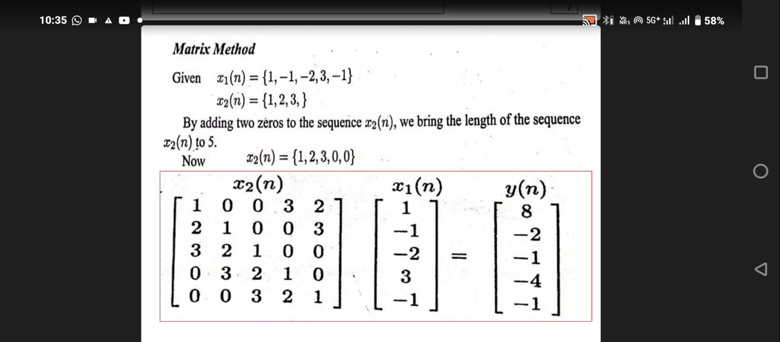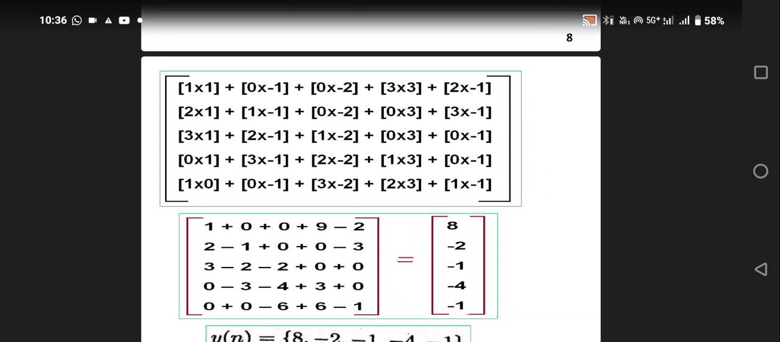Now x2 of n is written in such a way that 1, 2, 3, 0, 0, then shifted by one each row. Likewise, we represent a 5 cross 5 matrix, which is multiplied with x1 of n. We obtain y of n. The calculation is represented in this manner. Finally, y of n is equal to 8, minus 2, minus 1, 4.